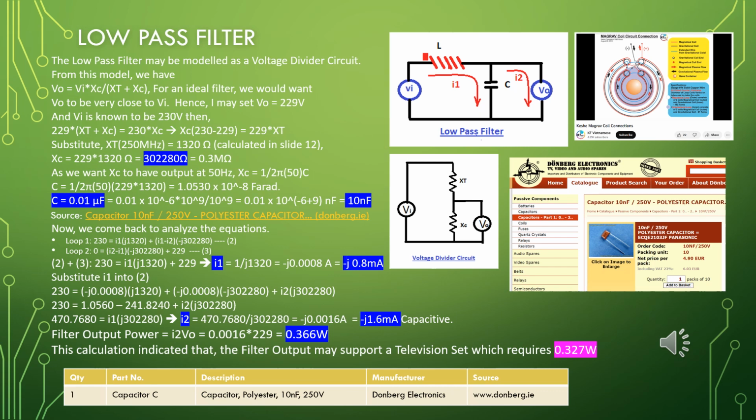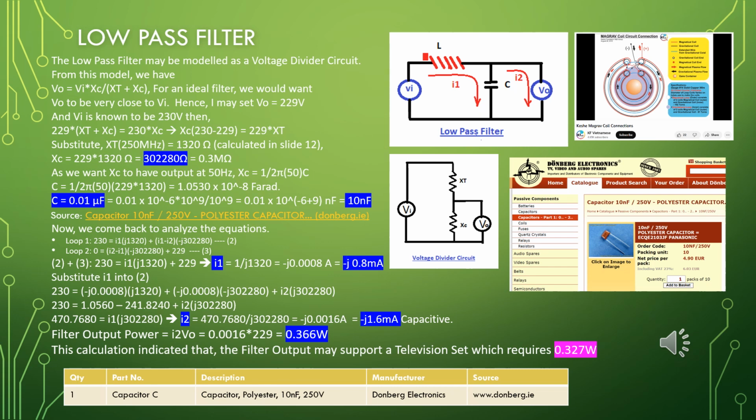470.768 equal to I1 times J 302,200. That is I2 equal to 470.768 divided by 3202280 equal to minus J, 0.0016 ampere equal to minus J, 1.6 milliampere capacity.